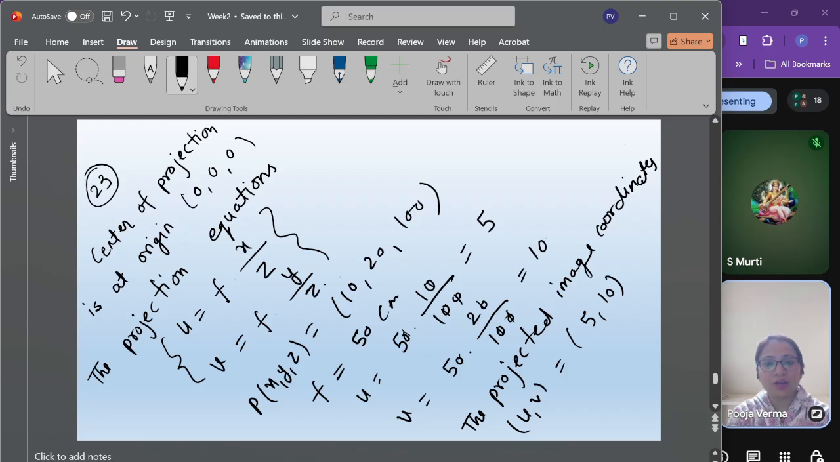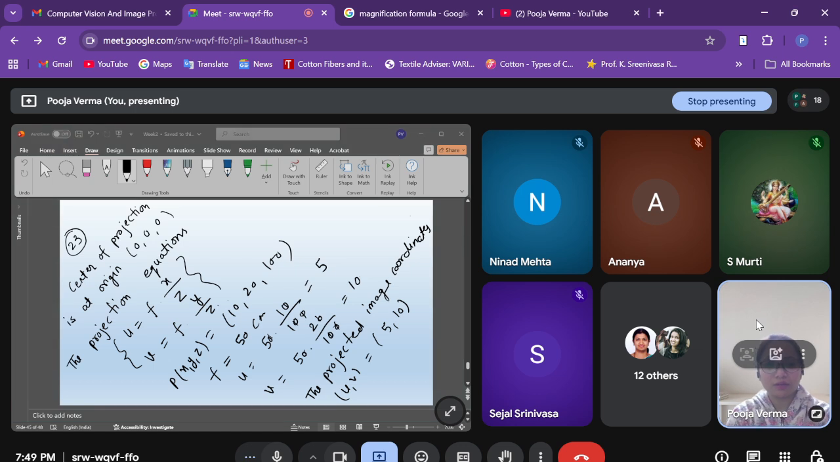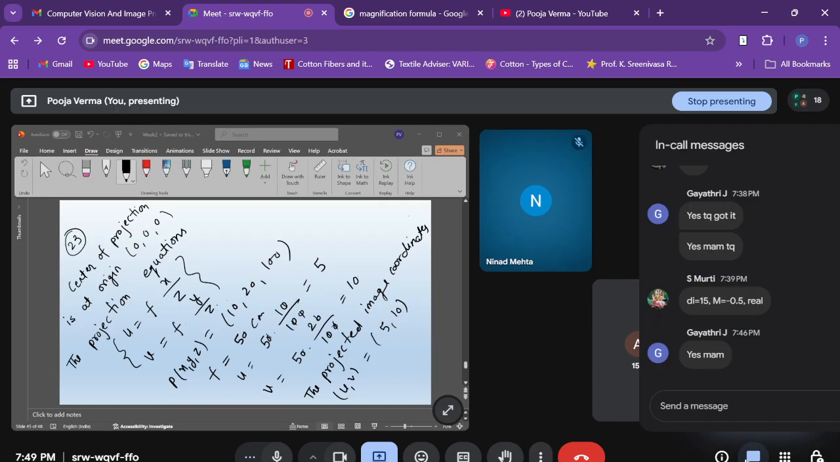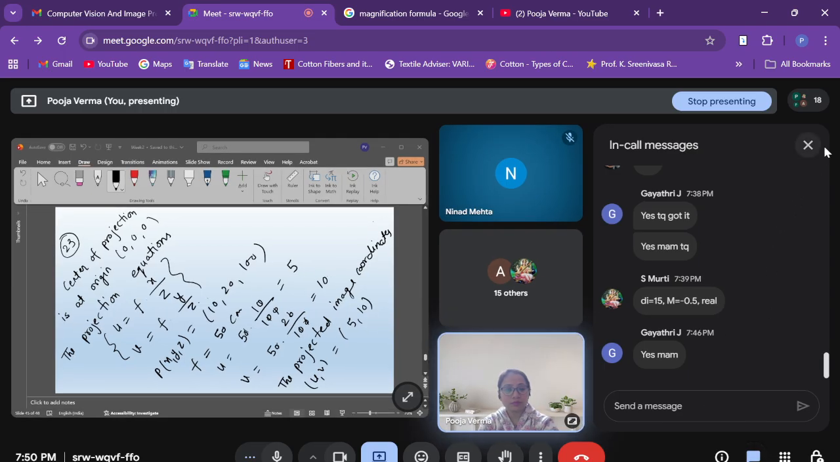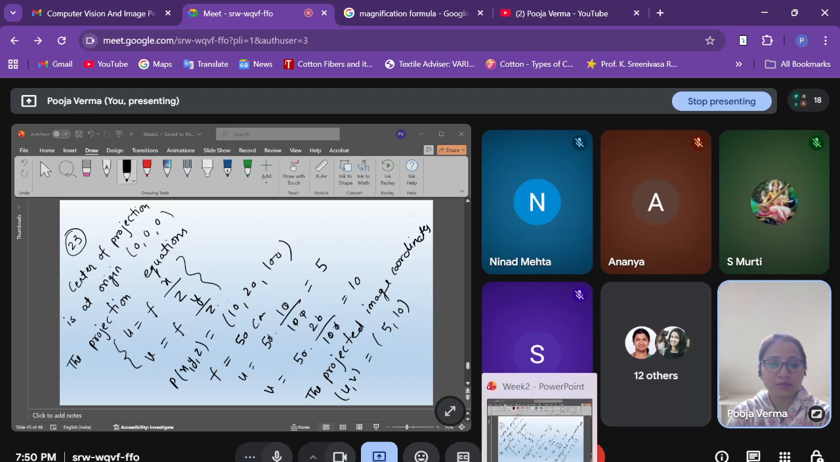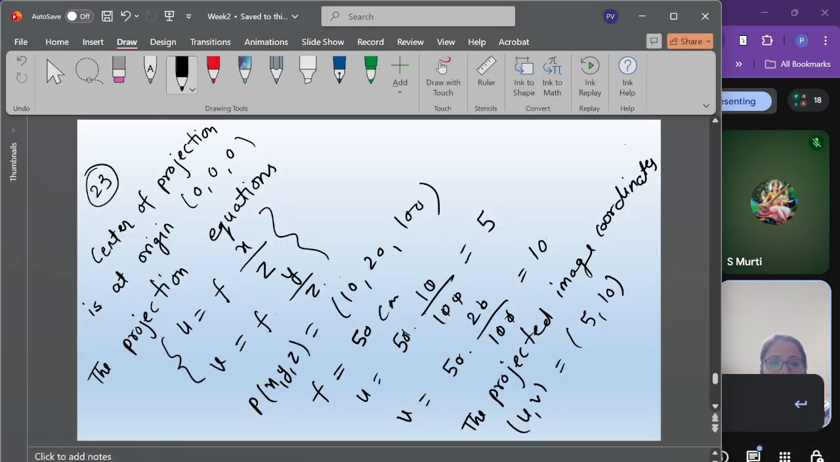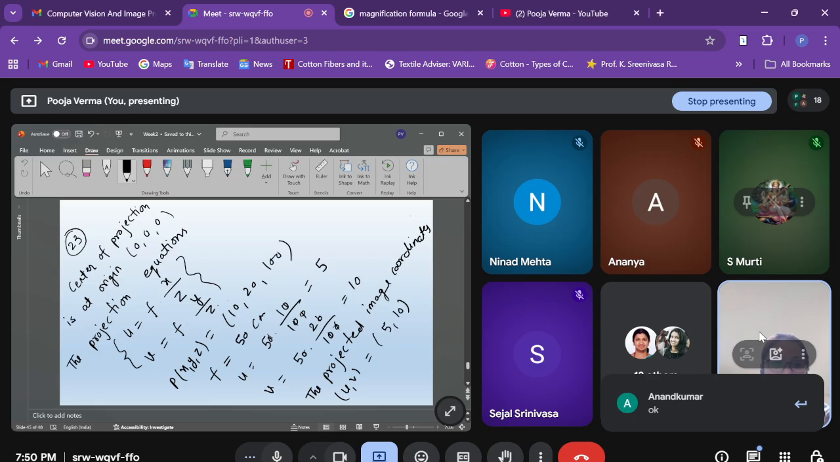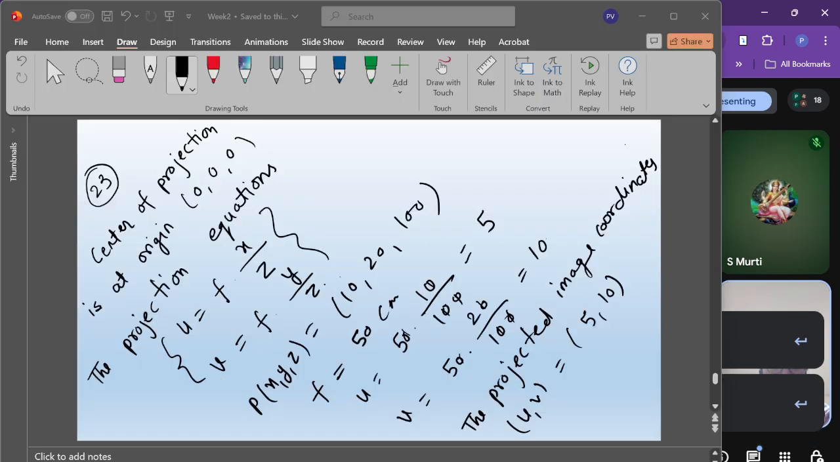Okay, is it fine? How to calculate it from this projection equation? Is it okay? Can we move to our next question? Okay, so now moving to our next question.